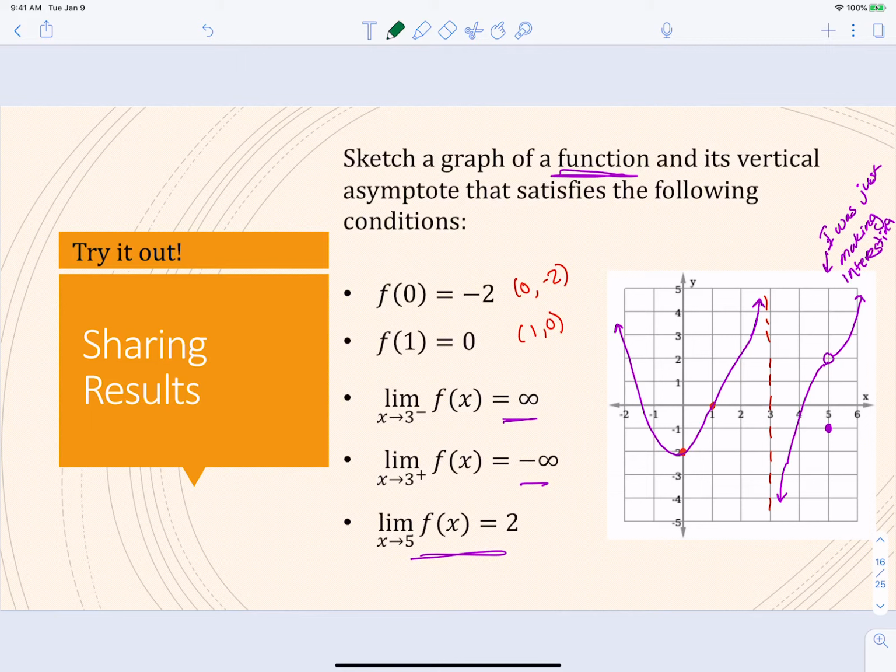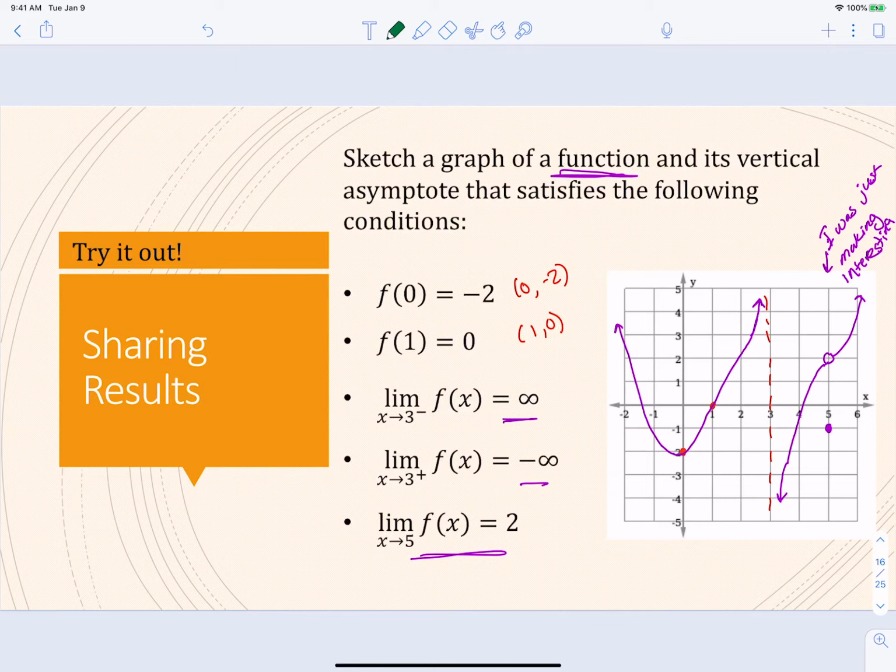So here's a quick look at the graph that I made for the question that you guys did in the breakout rooms. Again, the main point here is that you want to make sure that you've hit all 5 of the criteria, that all of those things are there. As we talked about in class, what I do first is draw on those points, draw on the behavior around the asymptote.